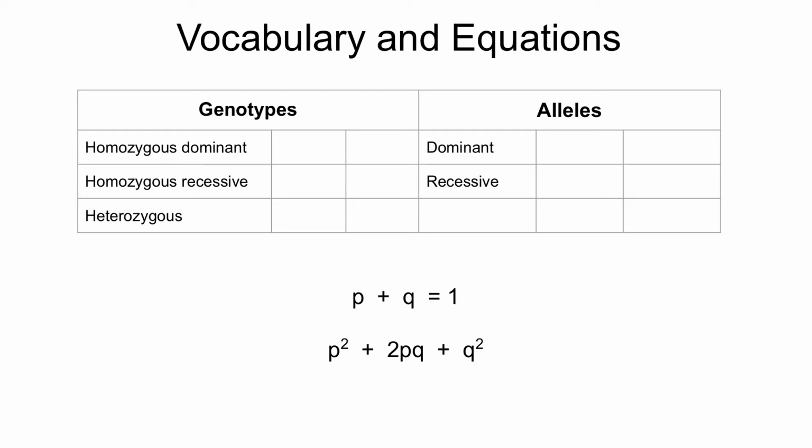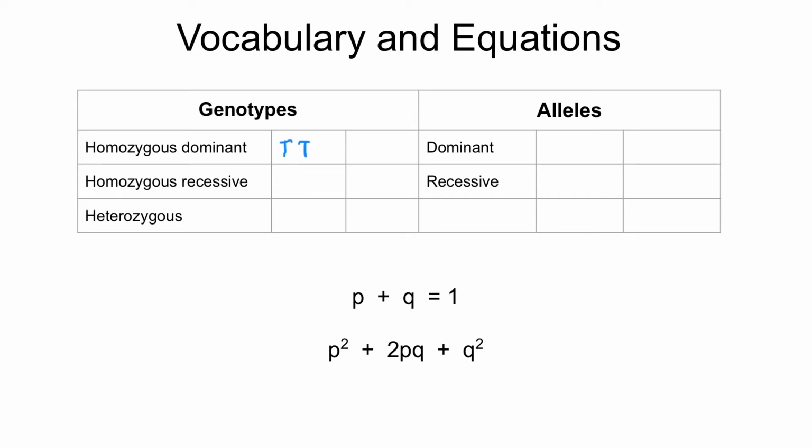When we talk about genotypes, that's referring to the combination of alleles that the organism inherits from its parents. So remember that organisms inherit one allele for a trait from each parent. If the organism inherits a dominant allele from both parents, its genotype is going to be homozygous dominant. We're going to use T to represent our alleles, so it would be big T, big T. So that would be homozygous dominant.